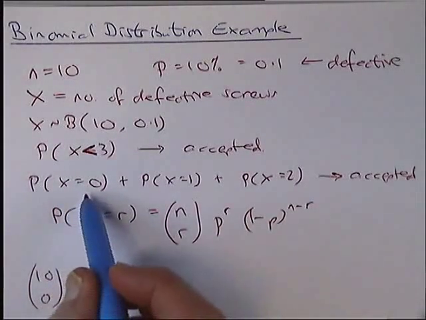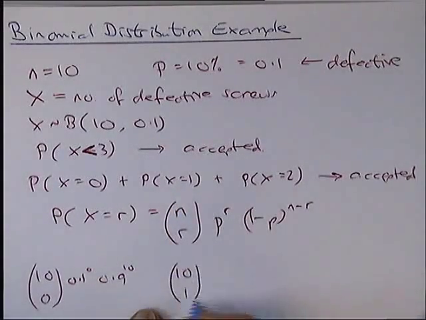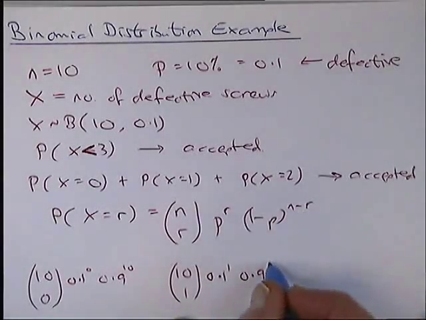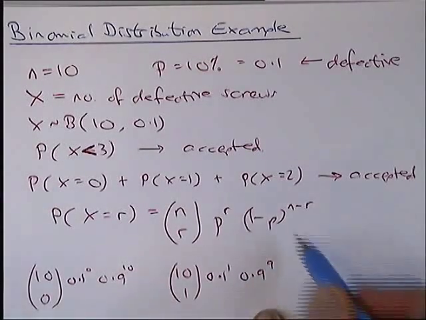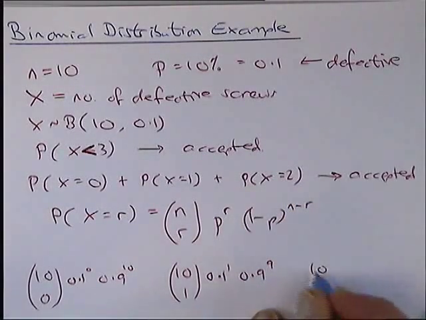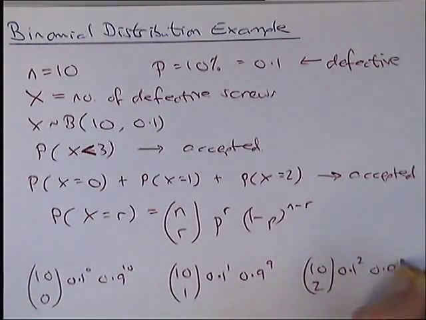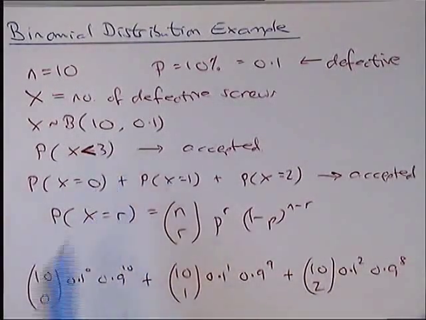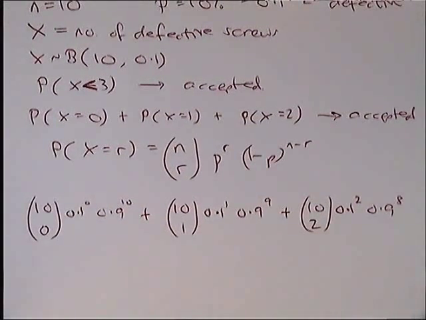So that calculation goes with the X is 0 probability. When X is 1, I'm going to have 10 choose 1, 0.1 to the power of 1, 1 minus 0.1 to the power of 10 minus 1. So that calculation ties up with the X equals 1 probability. Then over here, when X is 2, it'll be 10 choose 2, p to the 2, 1 minus p to the 10 minus 2. And if I add those 3 together, I will get the probability X is less than 3. So now it's a case of going to your calculators and working out what these are.